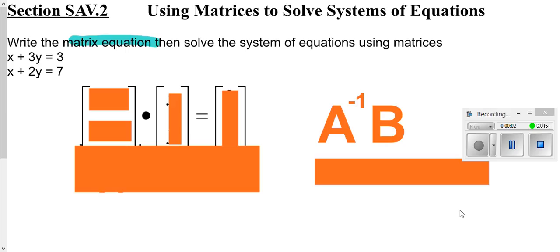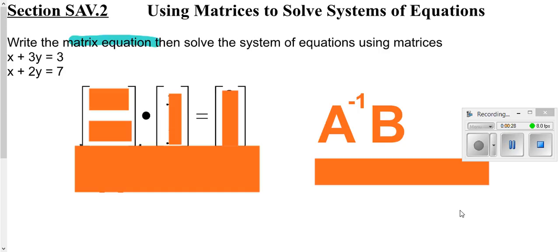In our last lesson, we looked at solving systems of equations with graphing, substitution, and elimination. Now, graphing was nice because it gave us a visual picture of what's going on, but sometimes we could not get the exact answer and we'd have to approximate it. Substitution and elimination allowed us to get the exact answer without having to do any approximations.